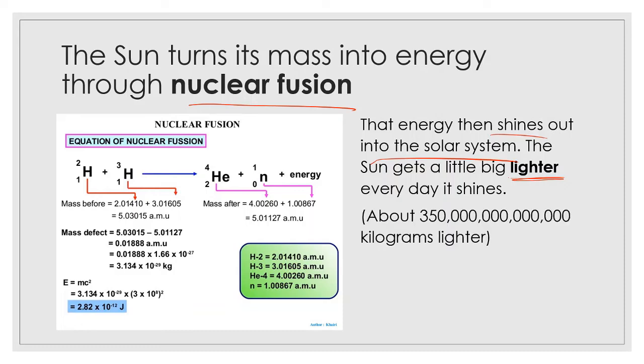In fact, every single day, the sun gets about 350 trillion kilograms lighter. Now, that might sound like a lot to you and me, but that amount is like nothing to the sun. The sun stays almost the same size every single day, but it does lose this much mass because it's sending it out in the form of energy.